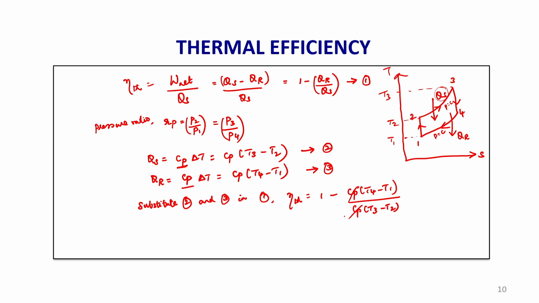So, Cp and Cp will get cancelled. So, we will get 1 minus (T4 minus T1) divided by (T3 minus T2). Let this be equation number 4. So, we have to express T2 in terms of T1 or T1 in terms of T2, similarly T3 in terms of T4 or T4 in terms of T3, like similar to the Otto cycle, so that the temperature terms will get cancelled and we will get the air standard efficiency or the thermal efficiency in terms of, in this case, pressure ratio, gamma, etc.